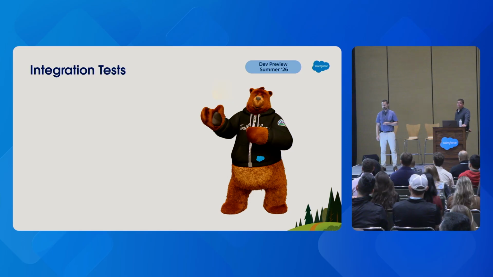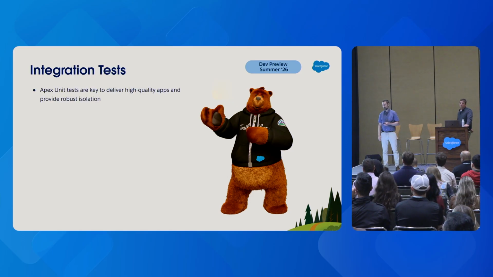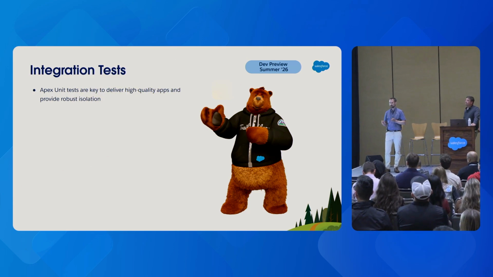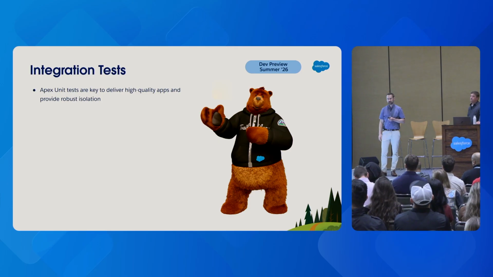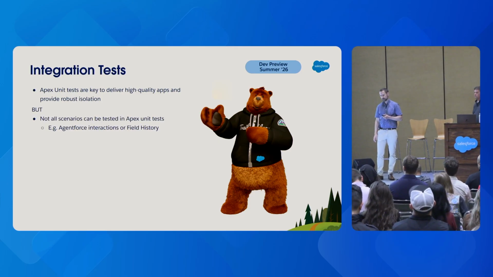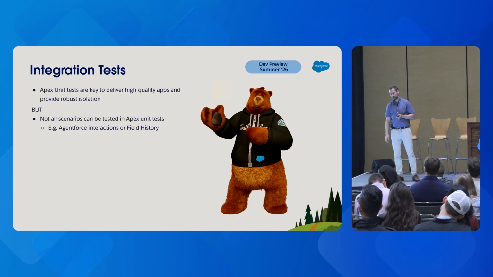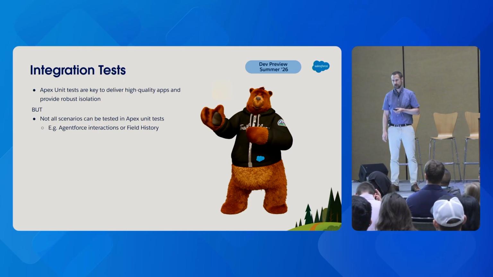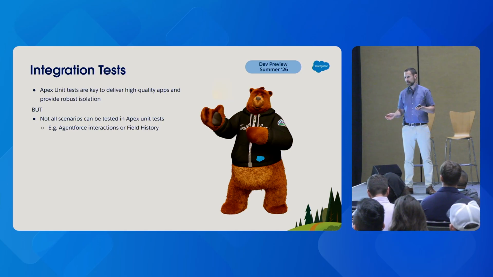So I want to talk about a new developer preview feature we are rolling out with Summer 26 that we're calling integration tests. As all of you know, hopefully, Apex unit tests today are the key to delivering high-quality apps, and they are providing you robust test isolation. But this test isolation comes at a cost. What this means is not all scenarios that you might want to test are available to be tested in Apex tests today. Examples are Agentforce interactions, interactions with Data 360, things like field history that rely on the actual transaction being committed. They are not available for you to test in Apex tests today.